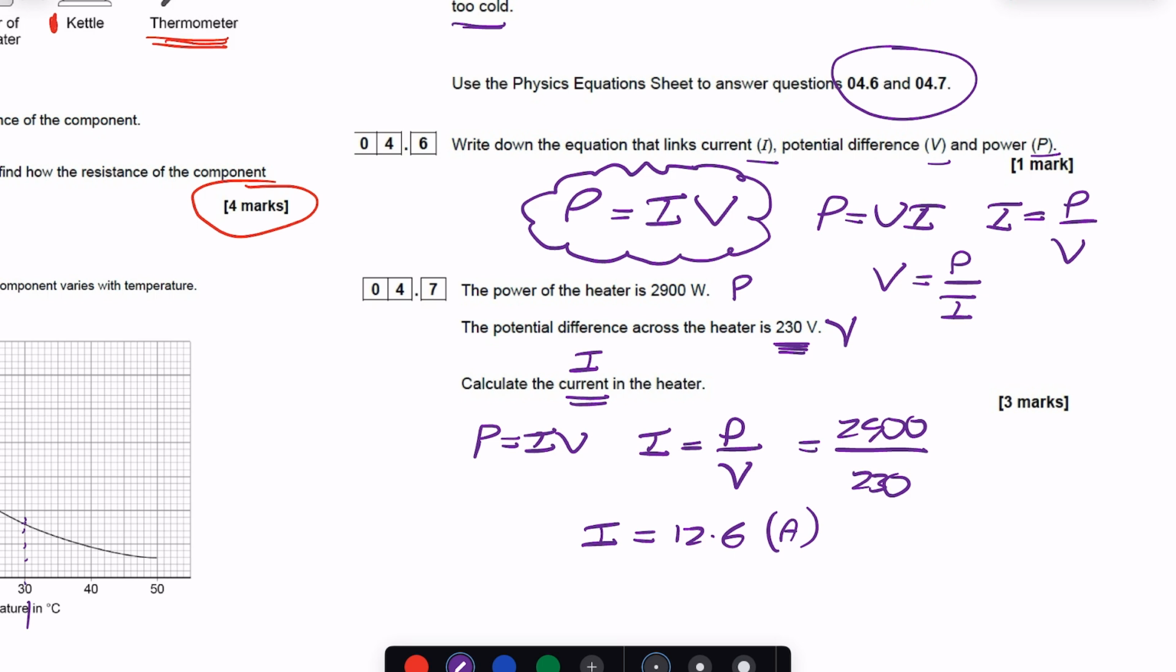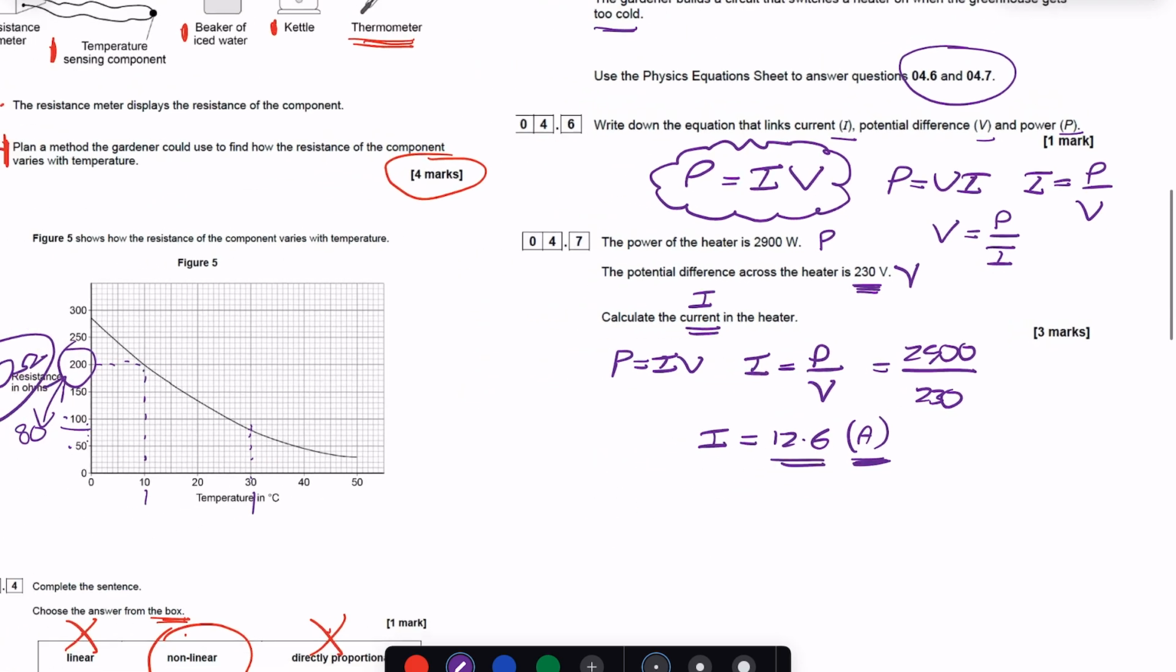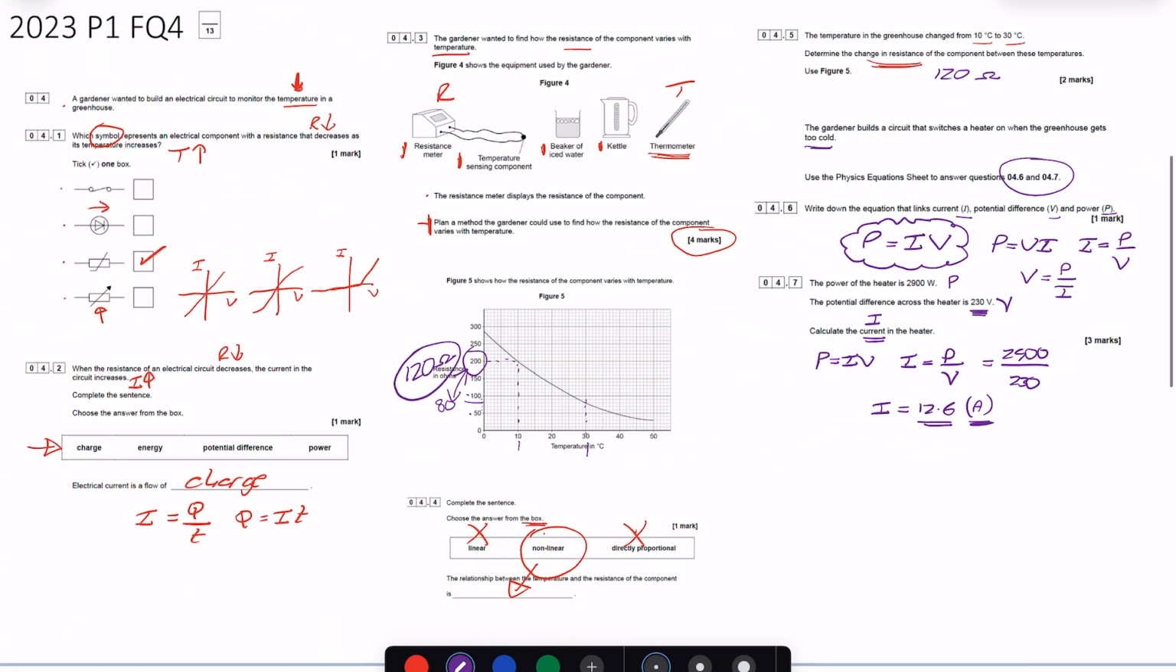Because it's the current. Now, again, as I said in previous videos, sometimes they will give you amps on the paper. Sometimes they'll expect you to know the unit and put it in as well. But 12.6 is my answer there. And that is it. There's 13 marks for that question. That's a big chunk of your paper.